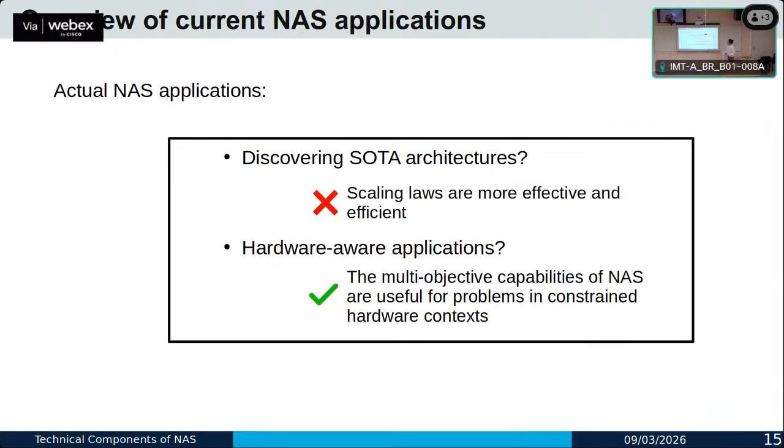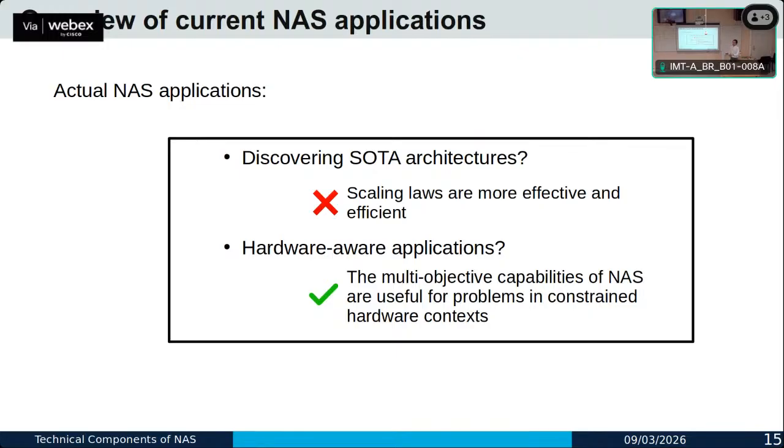So first of all, the applications. At the beginning of neural architecture search, the goal was definitely to discover state-of-the-art architectures based on neural architecture search. Nowadays, this is less often the case, and this is because for state-of-the-art deep learning, most of the time the architectures that are used are transformer-based. And in the case of transformers, and especially transformers for large language models, we know that there exist scaling laws that are both more effective and more efficient to find the optimal architectures. So the goal does tend to be not so much discovering state-of-the-art architectures anymore.